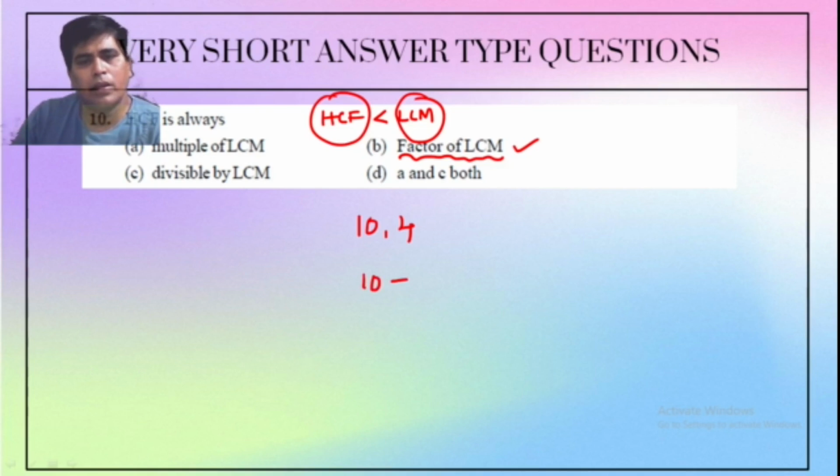So 10 can be written as 2 × 5. The prime factorization of 10 is 2 × 5. 4 can be written as 2 to the power of 2, 2 square I can write it. So as you know, what is HCF?